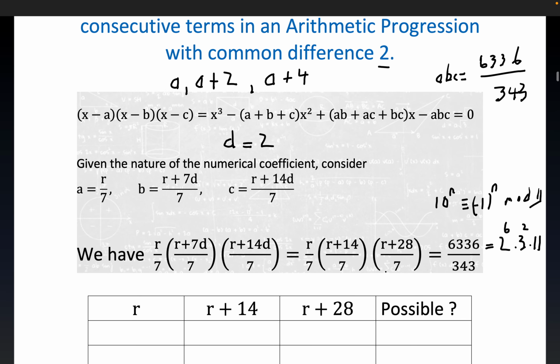You can also conclude that R must be even. R is even. Should have said that earlier, but hopefully you can see why that's the case. The product of R times R plus 14 times R plus 28 is an even number. And if R was an odd number, this would end up being an odd number times an odd number times an odd number, right? So R is even is a nice assumption.